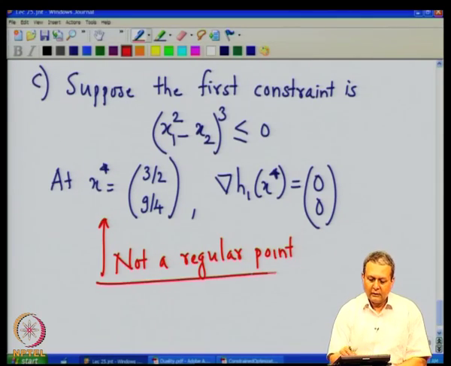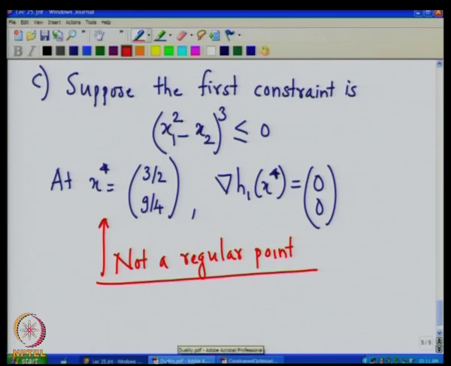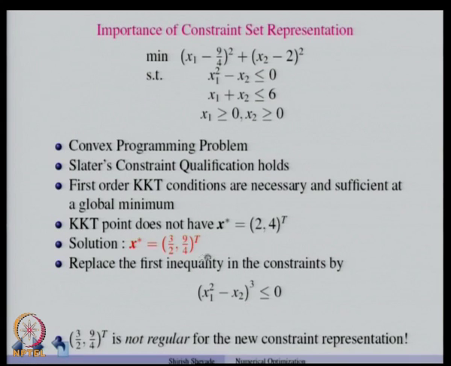So, this is a very important point that one needs to understand. Okay. Now, let us look at another example. So, you will see that this point, which was a local minimum, strict local minimum, was not regular. So, we really cannot apply the KKT conditions.